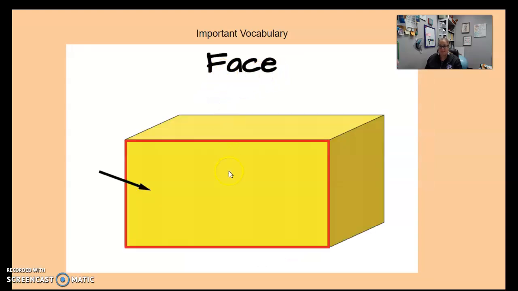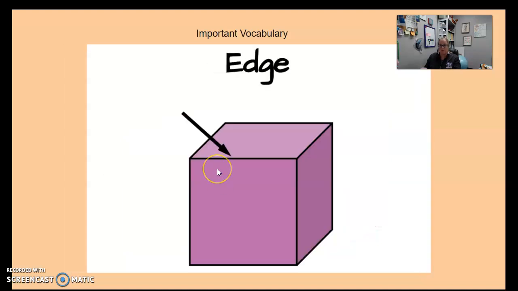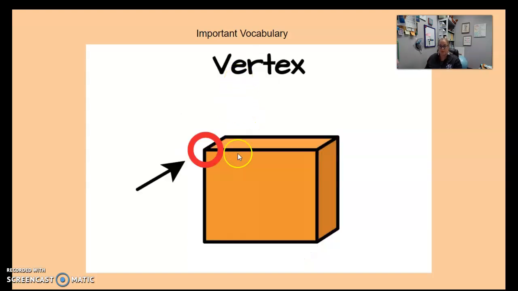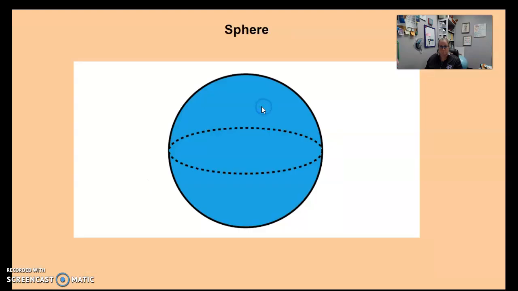Remember, a face is a flat surface of a 3D figure. An edge is where two faces come together and they create this line right here. The next one is vertex. Remember, a vertex is when three faces or two edges come together and they create this point or this little corner right here. So let's look at the attributes of a sphere.